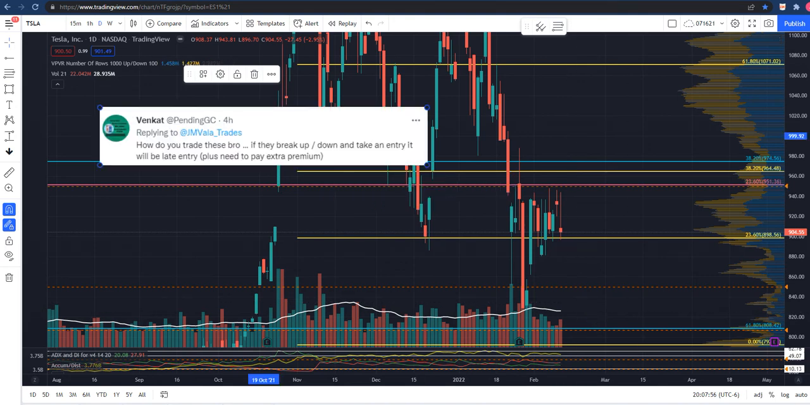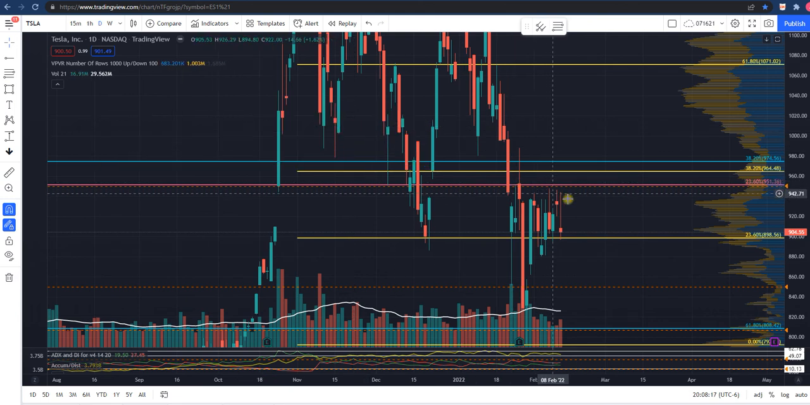Alright, so earlier I posted a Tesla chart to Twitter, and it just showed a consolidation box from about 900 up here into 950. And VinCat asks, how do you trade these? If they break up or down and you take an entry, it'll be a late entry. Plus, there's a need to pay extra premium. So let's go through this a little bit.